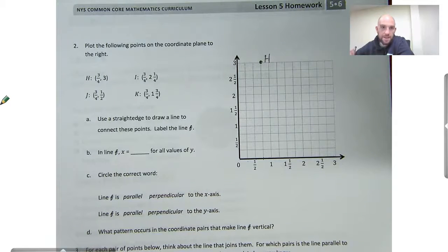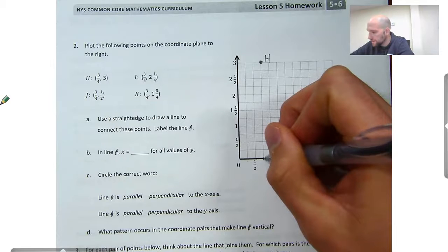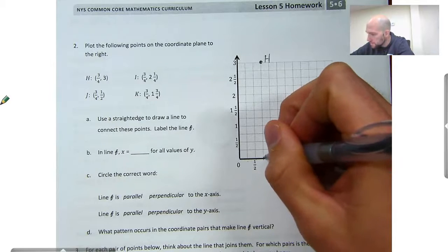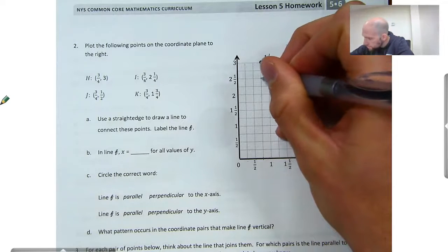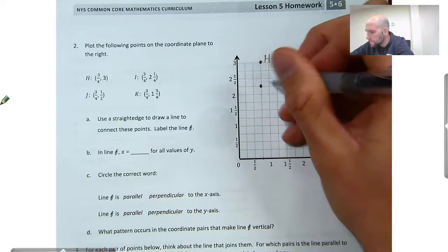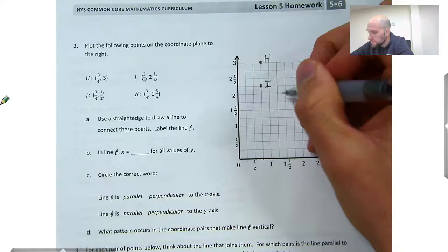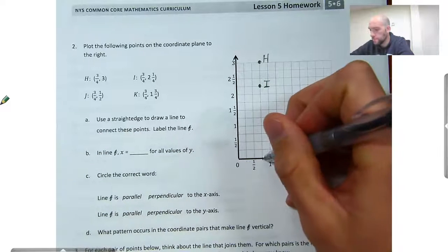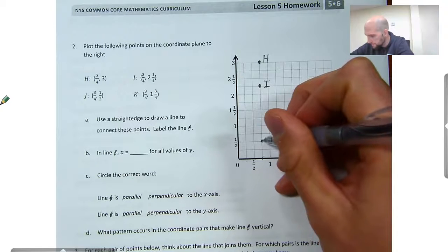It looks like I is going to be 3/4 and 2 1/4. So we are on the same x value here. We have 3/4, and then we have 2. Well, here's 2 1/2, and right between 2 and 2 1/2 will be 2 1/4. 2, and then one more square up is 1/4. So 2 1/4. J is also going to be on 3/4 as the next value, but it's going to be 3/4 and 1/2.